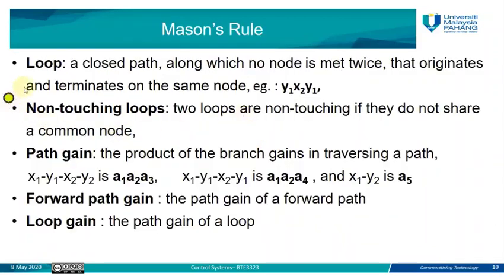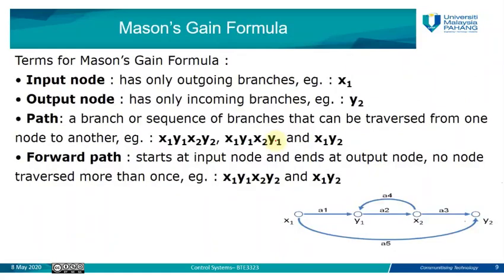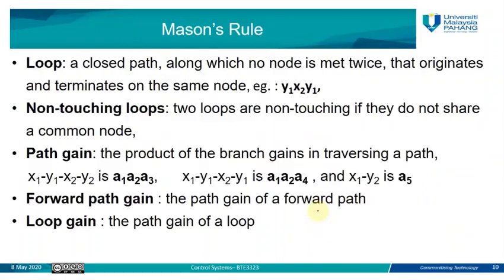Also, we need to know the loop. The loop is a closed path along which no node is met twice. So you have one loop here. For example, here we have a loop which starts from y1, goes to x2, and again to y1. This we call a loop because it starts at the node y1 and stops at the node y1 again. So we call it the loop.